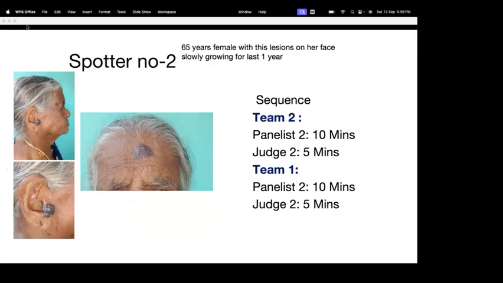So for the benefit of remembering, the cell of origin for the BCC is always the outer sheath of the hair follicle. That is why it's also called a tricholemmal cancer.